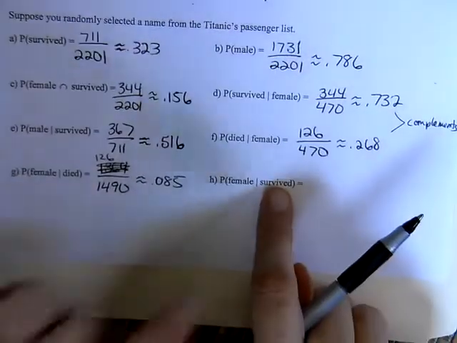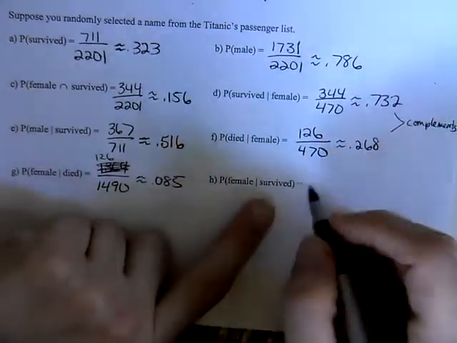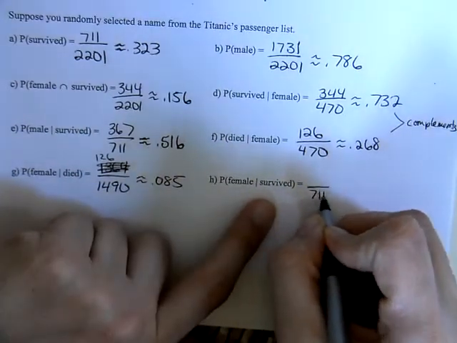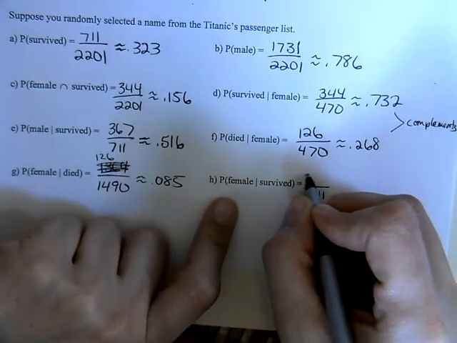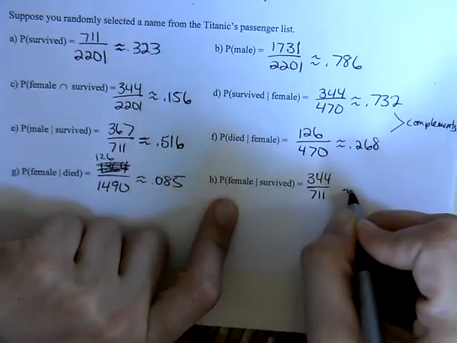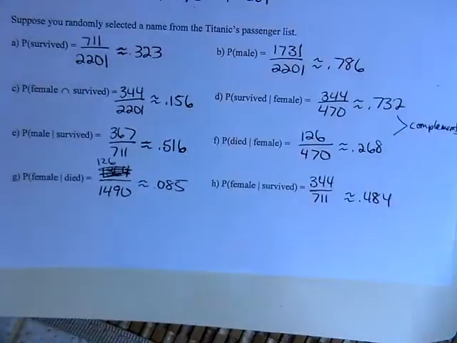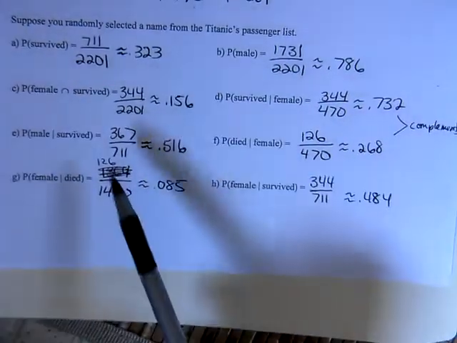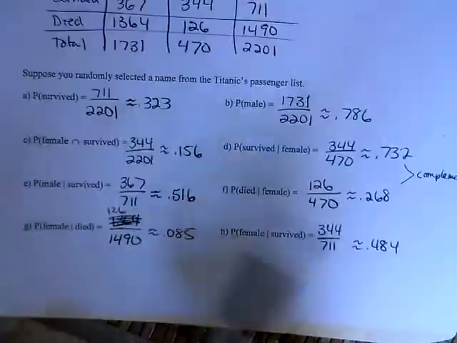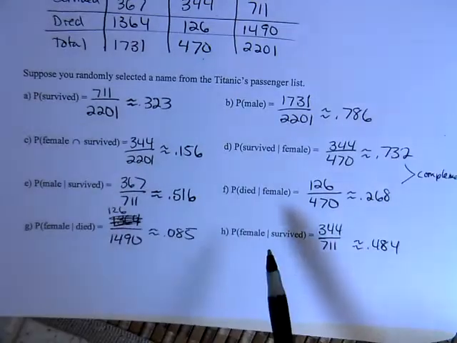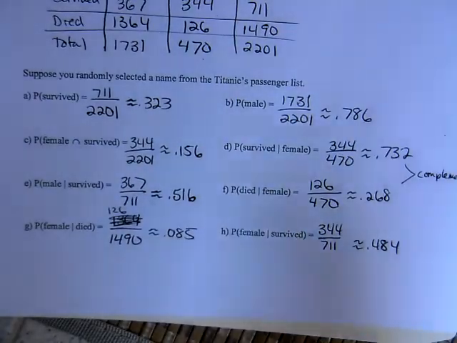And what's the probability out of all the survivors that they were female? So out of my 711 survivors, female was 344, so about 48%. So it just shows you the difference between looking at something in terms of the total versus looking at something very condensed down. So there is a formula for this. The formula is on the back.